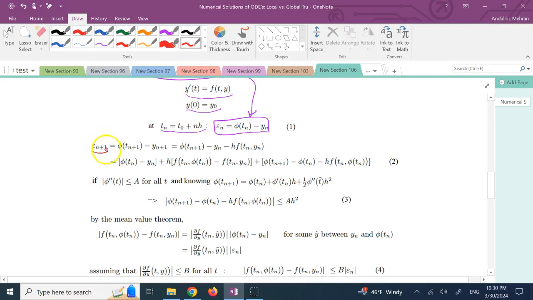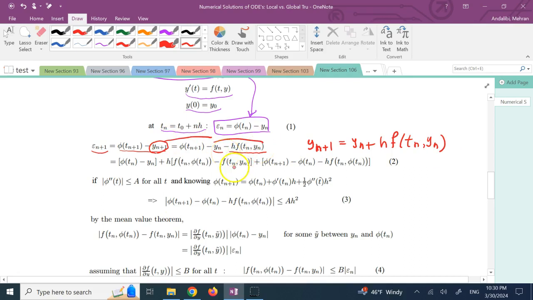for epsilon at n plus 1, which is the difference between phi at n plus 1 and y at n plus 1. Now remember that y at n plus 1 equals yn plus h times f of tn and yn, right? That is the Euler update equation. So remember, this is the Euler update equation. So here, I just plug that in, and so both terms will get a negative.